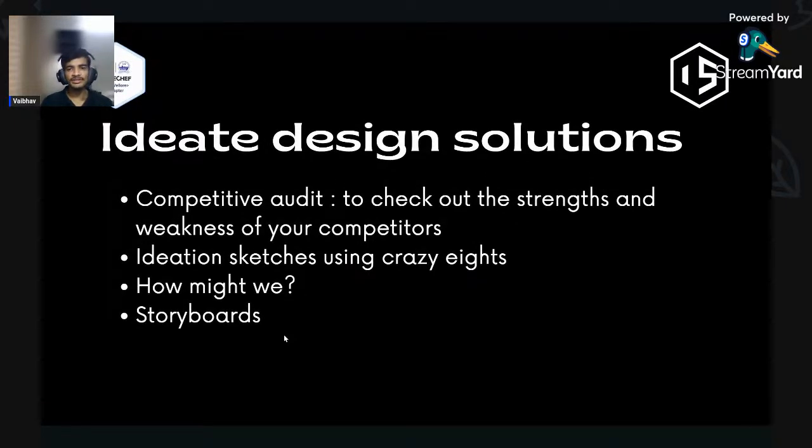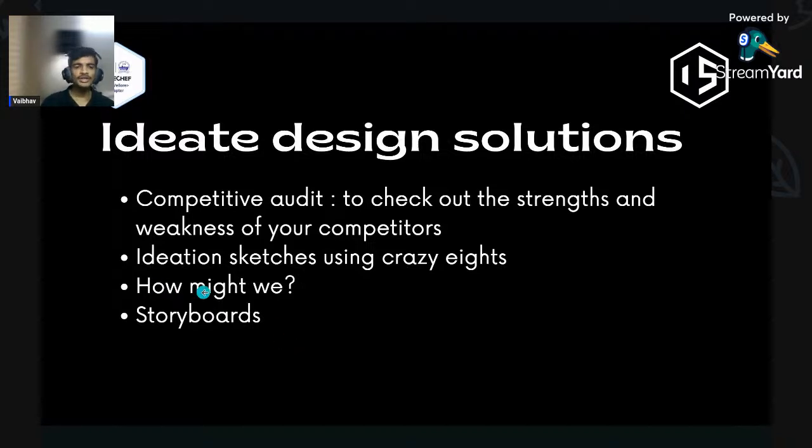So, how do you ideate design solutions? There are four ways in which you could ideate for any design solution. One is competitive audit, that is to check out the strengths and weaknesses of your competitors. Use the strengths of your competitor in your app and ignore the weaknesses of your competitors. Second, ideate sketches using crazy eights. Crazy eights is one of the best techniques to find a solution to a product. You take a paper, create a grid of eight, and then you get into the shoes of the user and try to sketch what difficulties he might face.